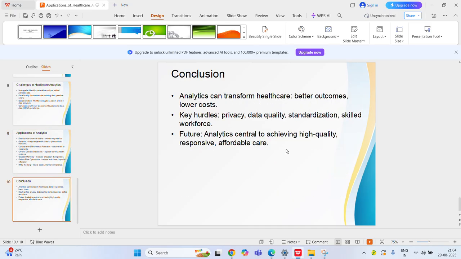Now, to conclude, I would say that business analytics can transform healthcare and can give better outcomes at lower costs. The key hurdles that we have already discussed are privacy, the quality of data, standardization, and a skilled workforce. And of course the future is analytics central to achieving high quality, responsive, and affordable care.